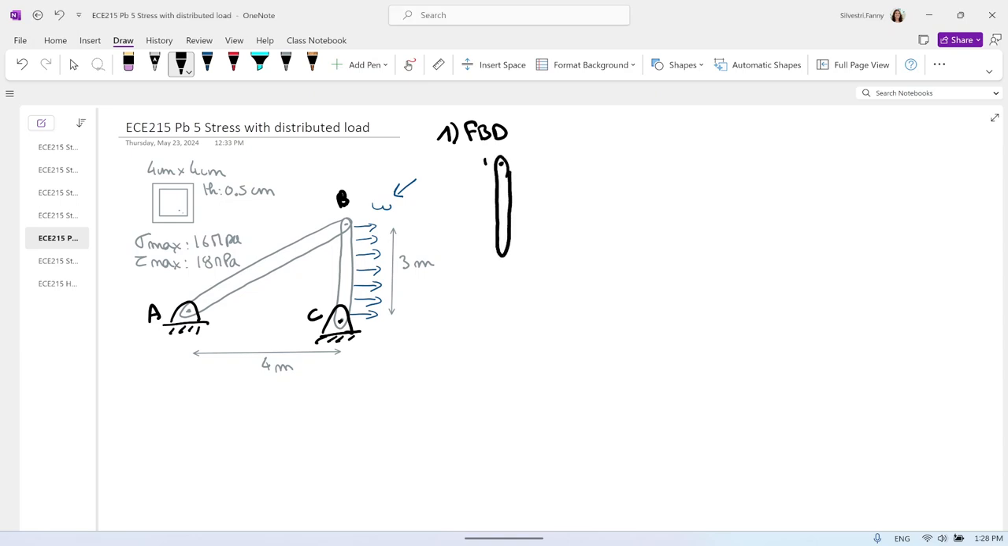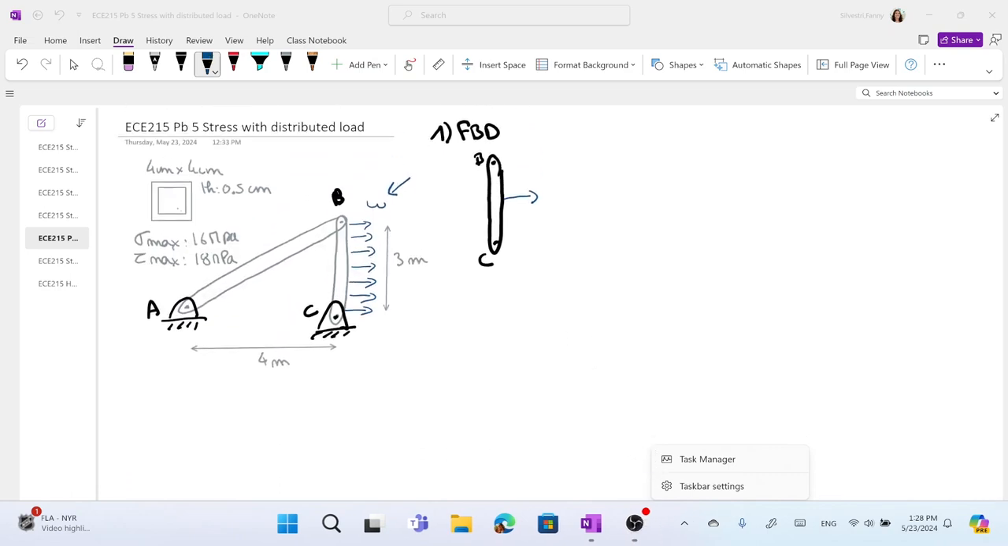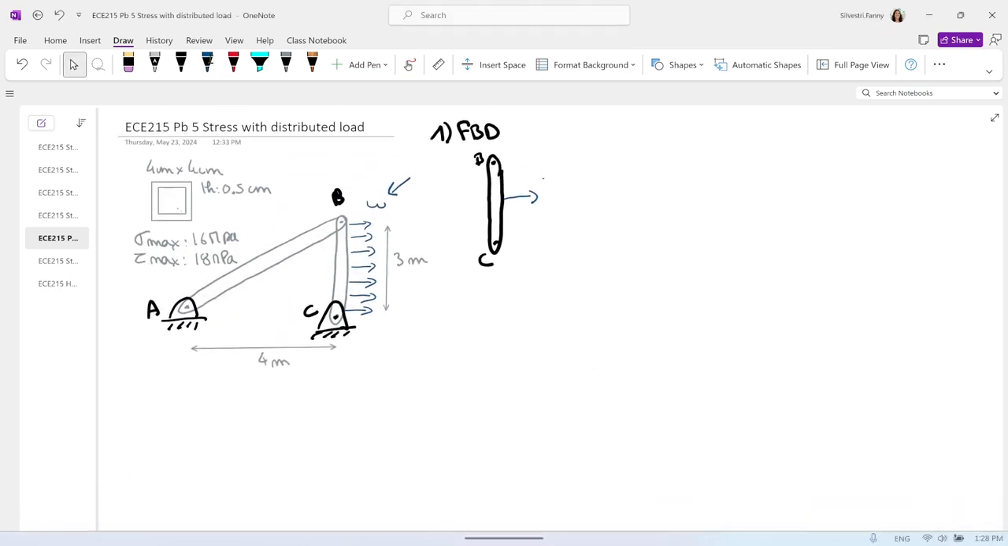BC, B and C. And we have this distributed load that is equal to W, and we know that the distance is 3 meters. So it's a rectangular load. Remember in statics, the resultant of a rectangular load acts at the center, and it equals the max load times the distance. So that will be 3W.